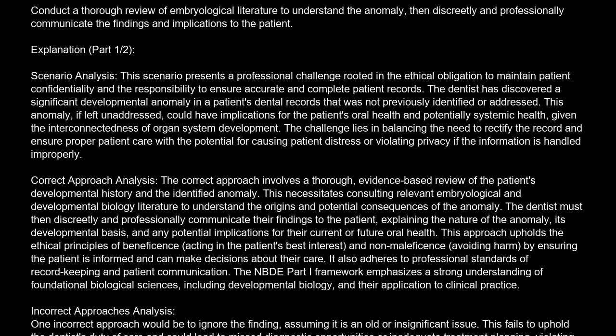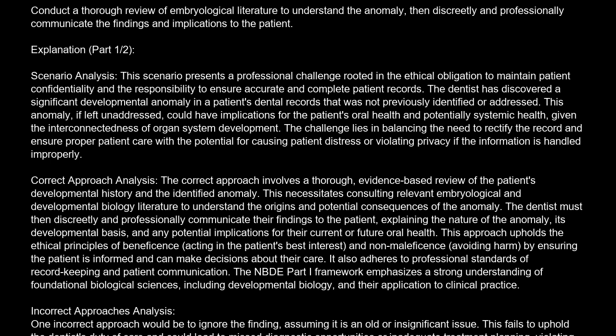Correct approach analysis. The correct approach involves a thorough, evidence-based review of the patient's developmental history and the identified anomaly. This necessitates consulting relevant embryological and developmental biology literature to understand the origins and potential consequences of the anomaly. The dentist must then discreetly and professionally communicate their findings to the patient, explaining the nature of the anomaly, its developmental basis, and any potential implications for their current or future oral health.